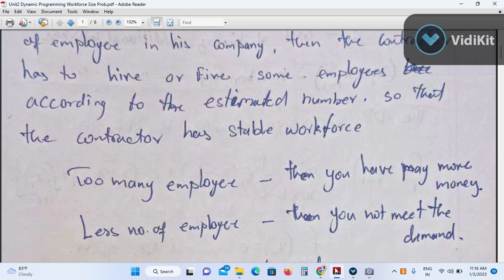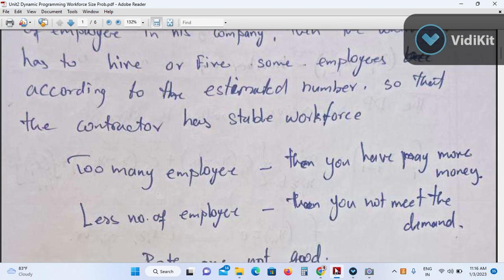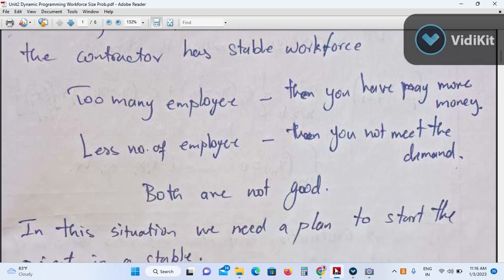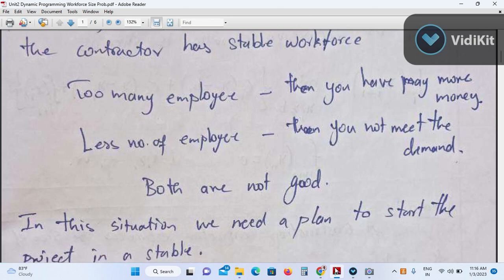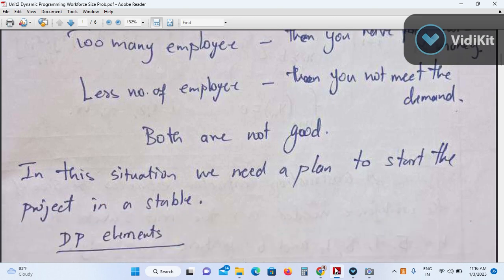I recalled it already. If you employ too many employees, then you have to pay more money. If there are fewer employees, then you cannot meet the demand in time. So both things are not good, right? That is the thing. It means a stable workforce. So in this situation, we need to put a proper plan to start our project.